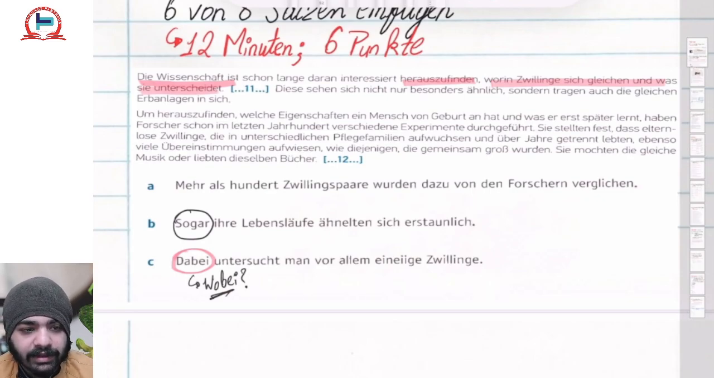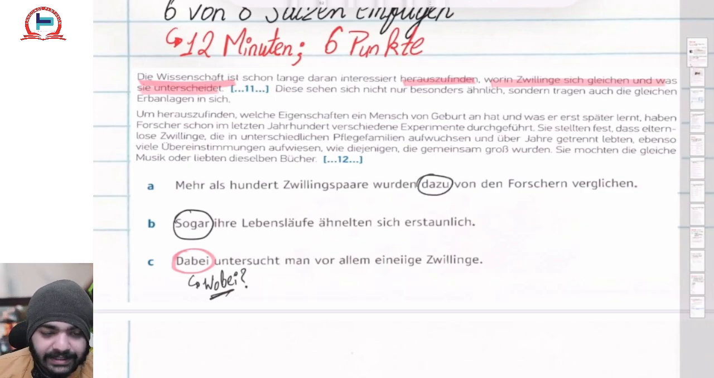And in the first one, mehr als 100 Zwillingspaare wurden dazu von den Forschern verglichen. Now, dazu is our Verweiswort. Dazu is a word which cannot be used without giving any reference. Dazu would mean for that, for this purpose. So the question which arises is for what purpose?